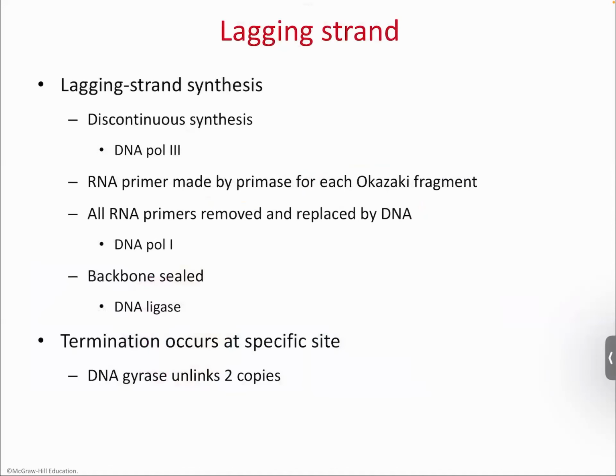So what about the lagging strand? This one's a little trickier, right? Because its mechanism is discontinuous. It still uses pol 3. That's still a thing, but it's going to be making multiple primers, not just one, right? Which is what causes those Okazaki fragments, by the way. And eventually they're going to be removed and replaced by pol 1. So we saw that mechanism of pol 1. And then who seals the backbone?